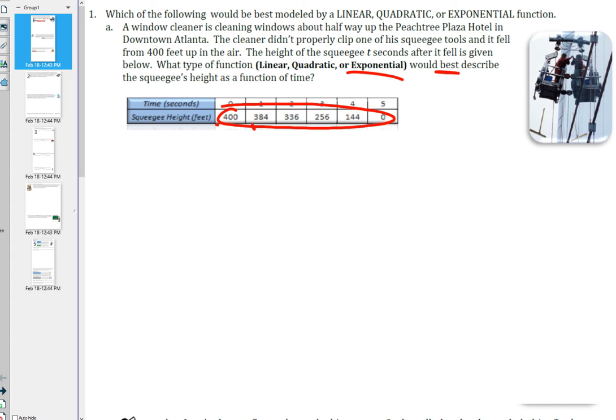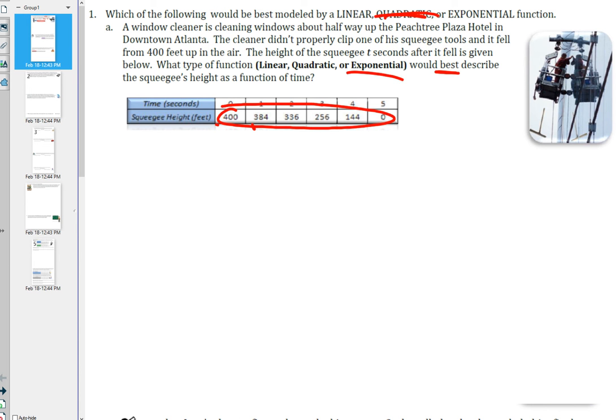We know for sure it can't be quadratic, because if you were going down, then you'd have to come back up if you were going to be quadratic. Okay, so it can't be that. So the only thing it could be is linear or exponential. Now, I tried to give you a background on acceleration due to gravity just to show you, hey, it's probably not going to be linear.